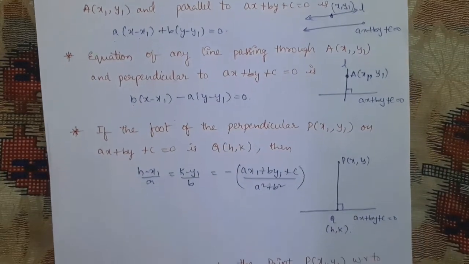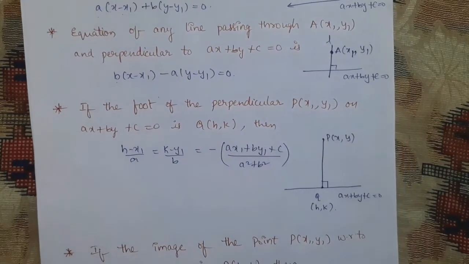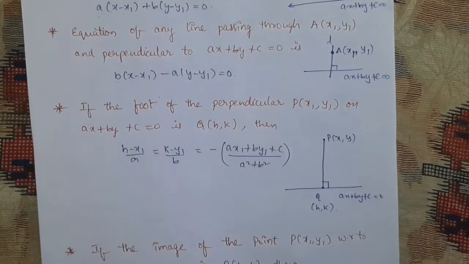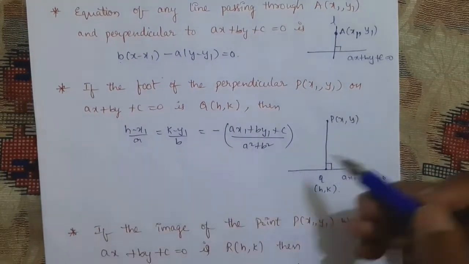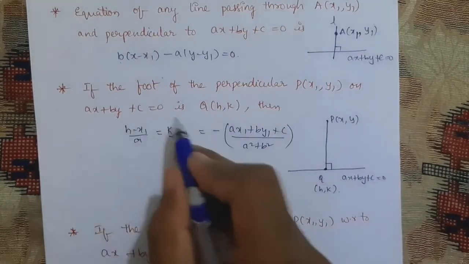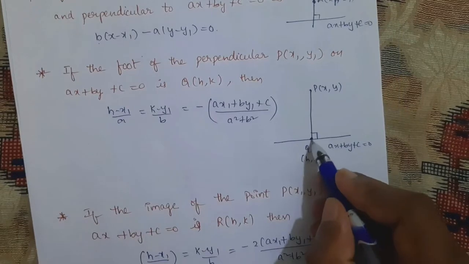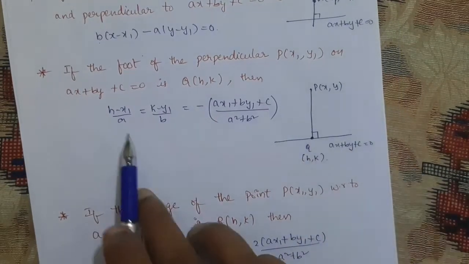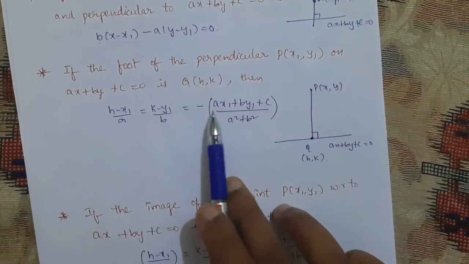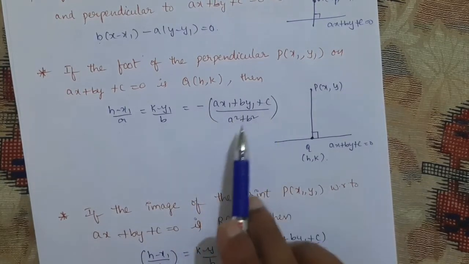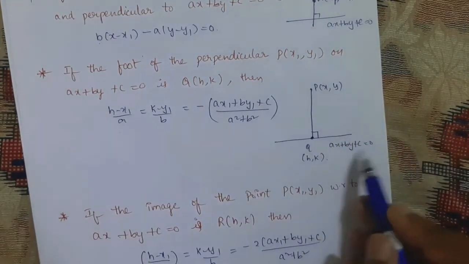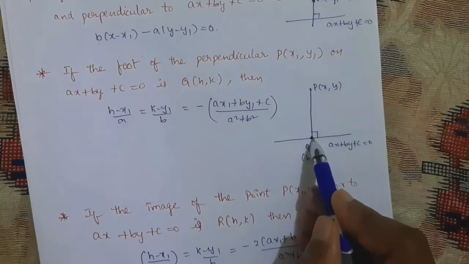Next, if the foot of the perpendicular from P(x1, y1) on ax + by + c = 0 is Q(h, k). When we are finding the foot of the perpendicular, nothing but the point Q on the line ax + by + c = 0, the formula is (h - x1)/a = (k - y1)/b = -(ax1 + by1 + c)/(a² + b²). They will give the point and also the equation. We need to find the point (h, k).